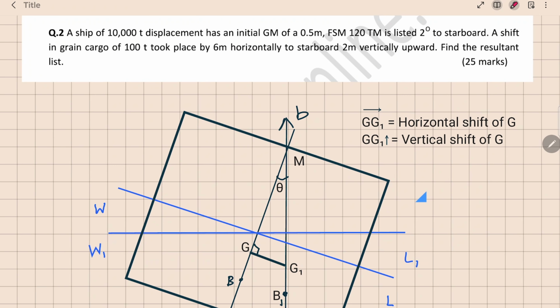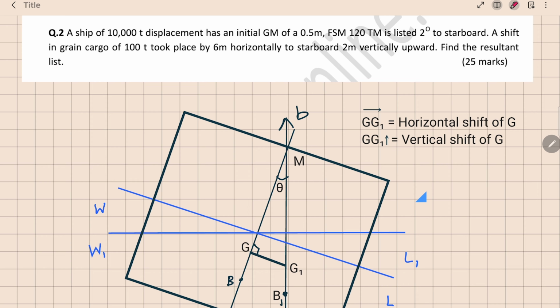Hi everyone, this is a question from past papers on second mate's exam, and it's on the list. A ship of 10,000 tons displacement has an initial GM of 0.5 meters. FSM, which is the free surface moment, is 120 ton meter, is listed 2 degrees to starboard. A shift in grain cargo of 100 ton took place by 6 meters horizontally to starboard and 2 meters vertically upwards. Find the resultant list.